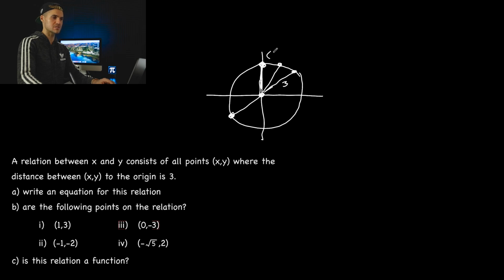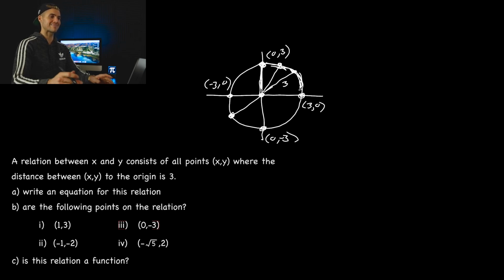Over here, for example, we're going to have 0 and 3. We're going to have -3 and 0 over here. This is going to be 0, -3. This is going to be 3 and 0. And then we have all these other points over here. In part B, we're going to be checking whether the points they give us are actually on this circle. But the most important part to recognize is that this description is basically describing a circle.